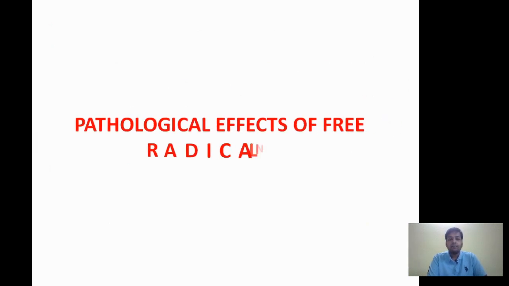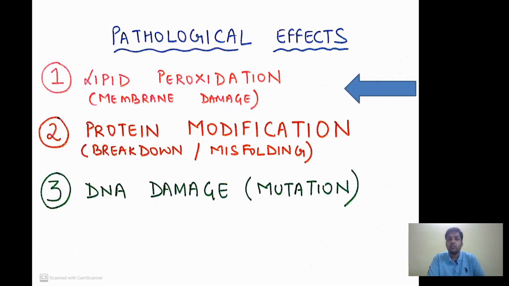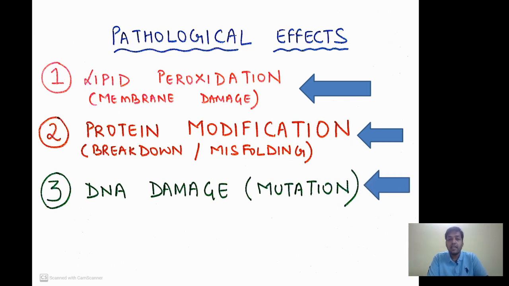Moving ahead, what are the pathological effects of free radicals? We have already discussed in detail the mechanism of cell injury in membrane damage. What are the effects of free radicals? But I am going to enumerate them over here also. So free radicals cause injury by three basic mechanisms. One is they cause membrane damage by lipid peroxidation. Second, they also modify proteins by the breakdown of protein as well as the misfolding of proteins, and they cause DNA damage and induce mutations.